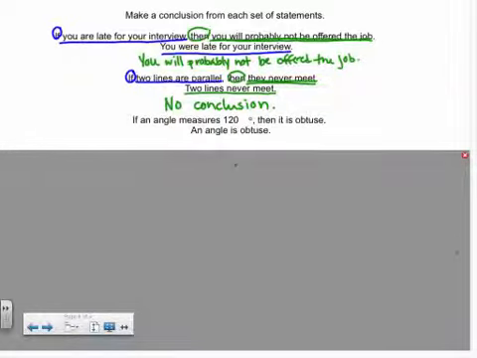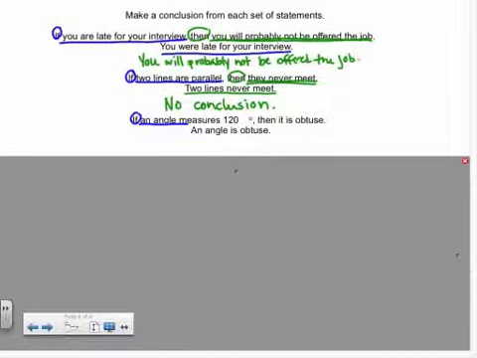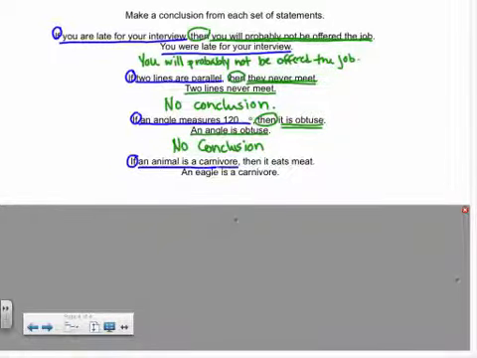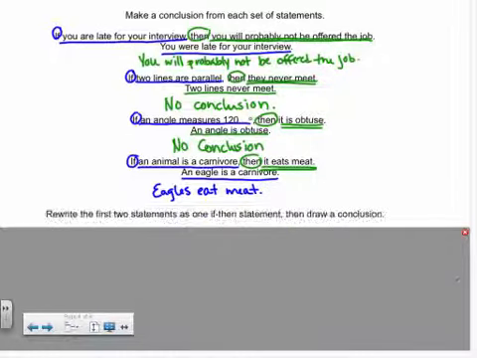Once you know that, you know the conclusion will also be true. In our next example, we have, if an angle measures 120 degrees, then it is obtuse, and an angle is obtuse. Since our second statement matches our conclusion and not our hypothesis, we're again left with no conclusion. Finally, we have the statements, if an animal is a carnivore, then it eats meat, and an eagle is a carnivore. This time, our second statement matches the hypothesis of the first, so we can conclude that, since an eagle is a carnivore, it eats meat.